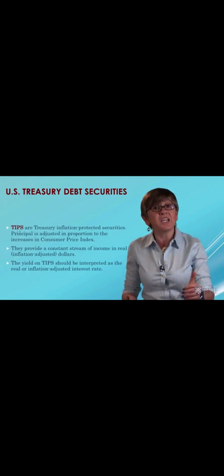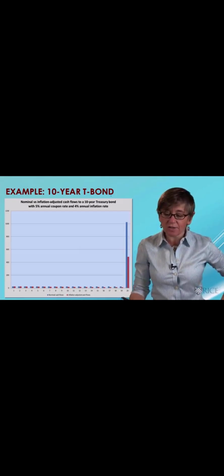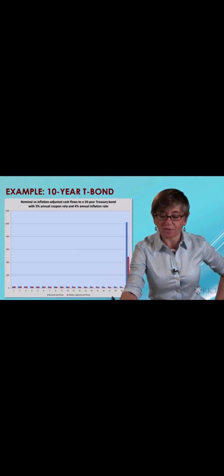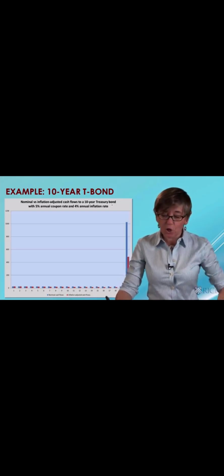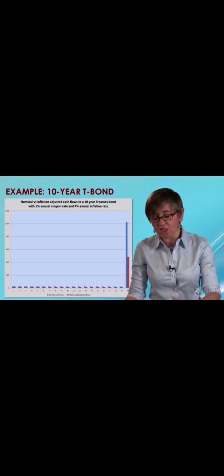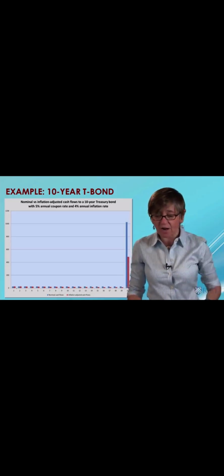Now, to see how the TIPS work, let's compare the cash flows on a 10-year Treasury bond to a 10-year TIPS. Okay, so here I have a 10-year Treasury bond, and let's suppose that it has a 5% annual coupon rate, and let's suppose there is 4% annual inflation. And this graph shows the nominal and the inflation-adjusted cash flow. So the blue bars are the nominal cash flows, and the red bars are the inflation-adjusted cash flows.